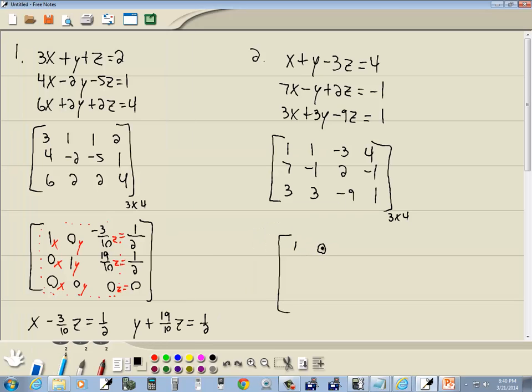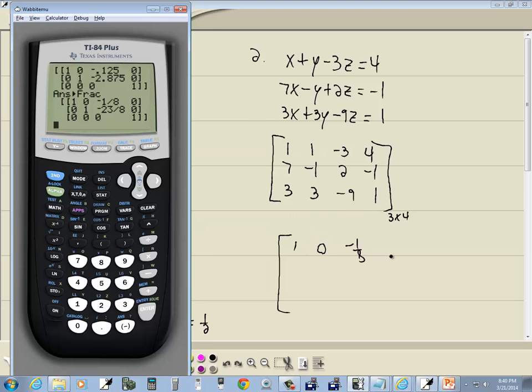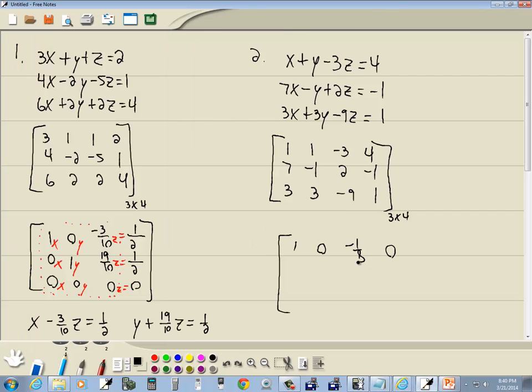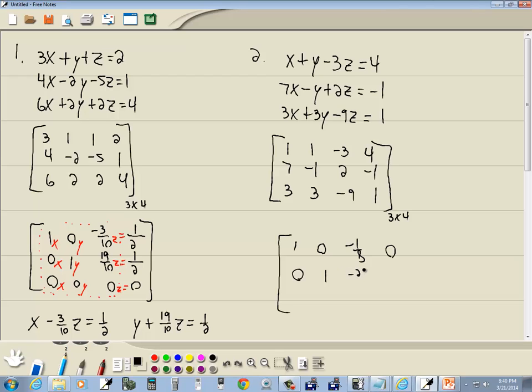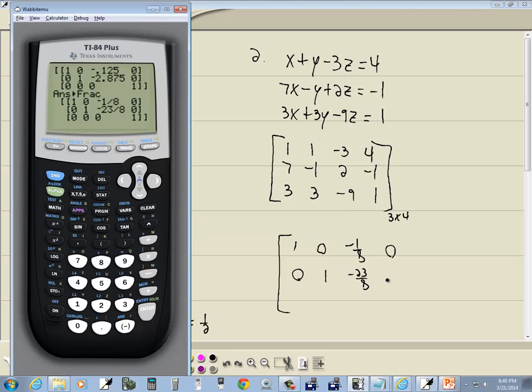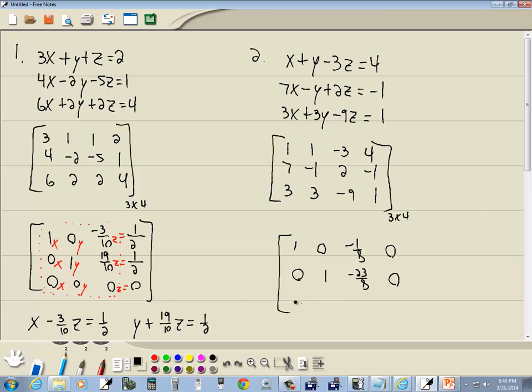1, 0, negative 1/8, 0. 0, 1, negative 23 over 8, 0. And 0, 0, 0, 1. First off, we got 3 equations, 3 variables, so our first 3 by 3 should be a diagonal 1, 0, 0, everywhere else, if it worked. Obviously, I don't got a diagonal 1, 0, 0, everywhere else, so it failed again.